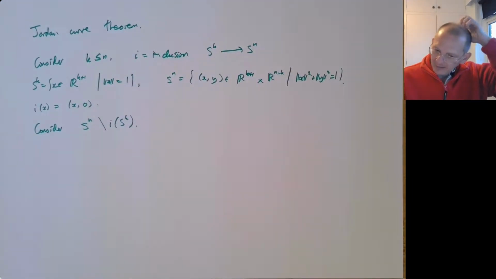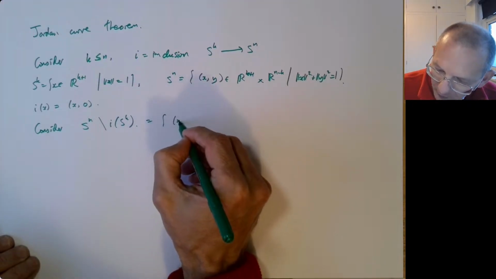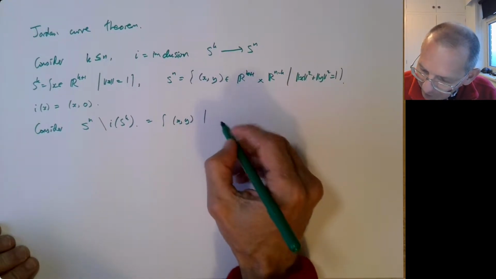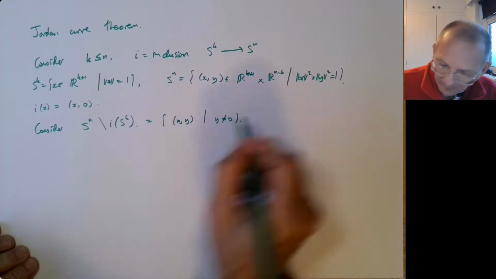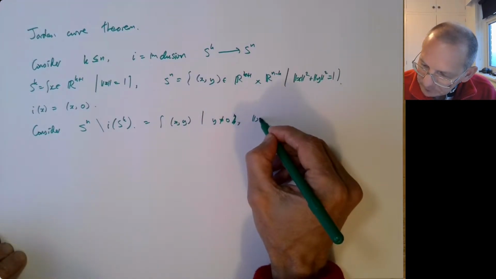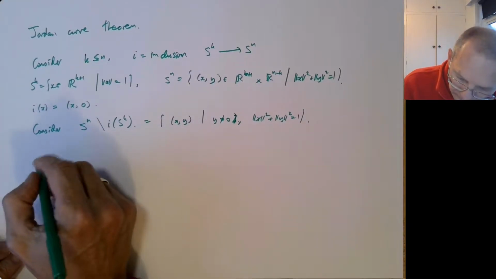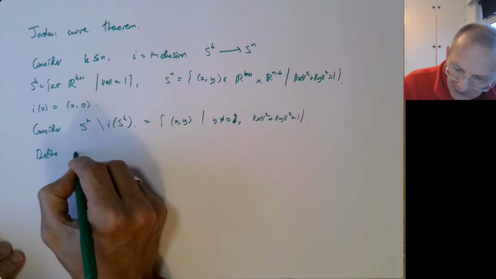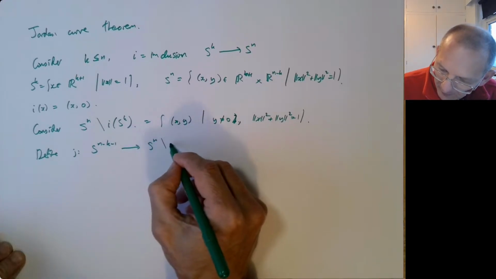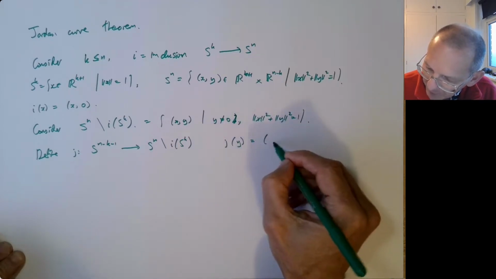So let's consider the complement in S^n, where we remove this included S^k. That's a set of pairs (x, y) as above, but where y is non-zero. So here of course y is equal to 0, here y is not 0. And so we can define j from S^(n-k-1) to S^n with S^k removed, by j of y is just (0, y).